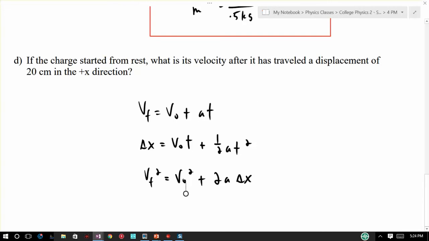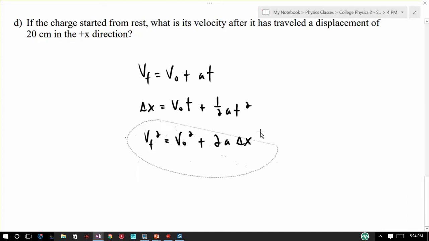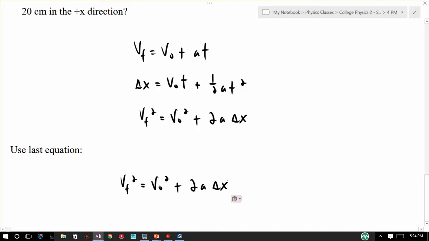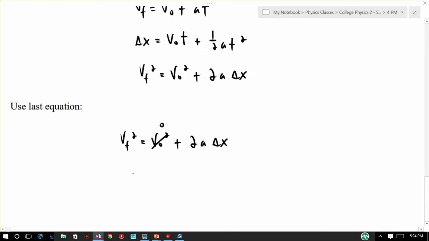It starts from rest, right? So what is V0? 0. And we know delta x, right? And we know a, because we found a. So we're going to use the last equation. Okay, so V0 is 0 because it starts from rest, right? So you have Vf squared is equal to 2a delta x. So Vf is plus or minus the square root of 2a delta x. But it starts from rest and the acceleration is in the positive x direction. So it's never going to go in the negative x direction, right? So it's just always going in the positive x direction.